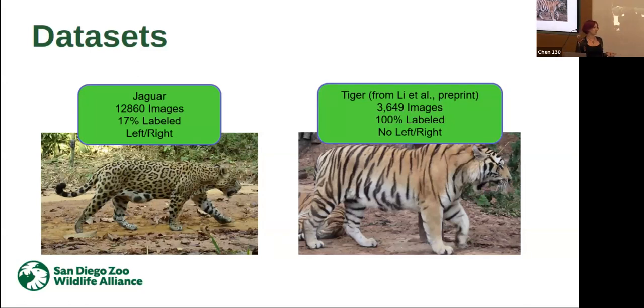The Jaguar data set is from our own researchers. It spans 5 years. We have approximately 2,000 images manually labeled. We have about 30 individuals within that data set.